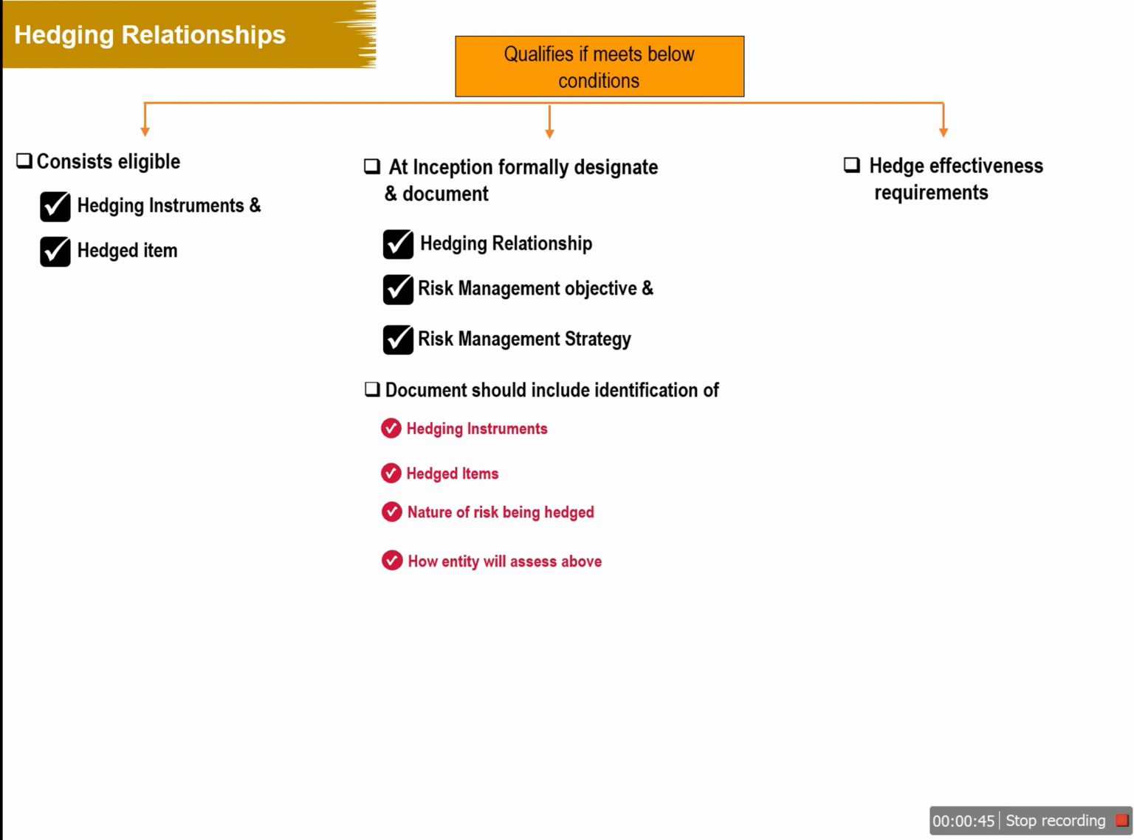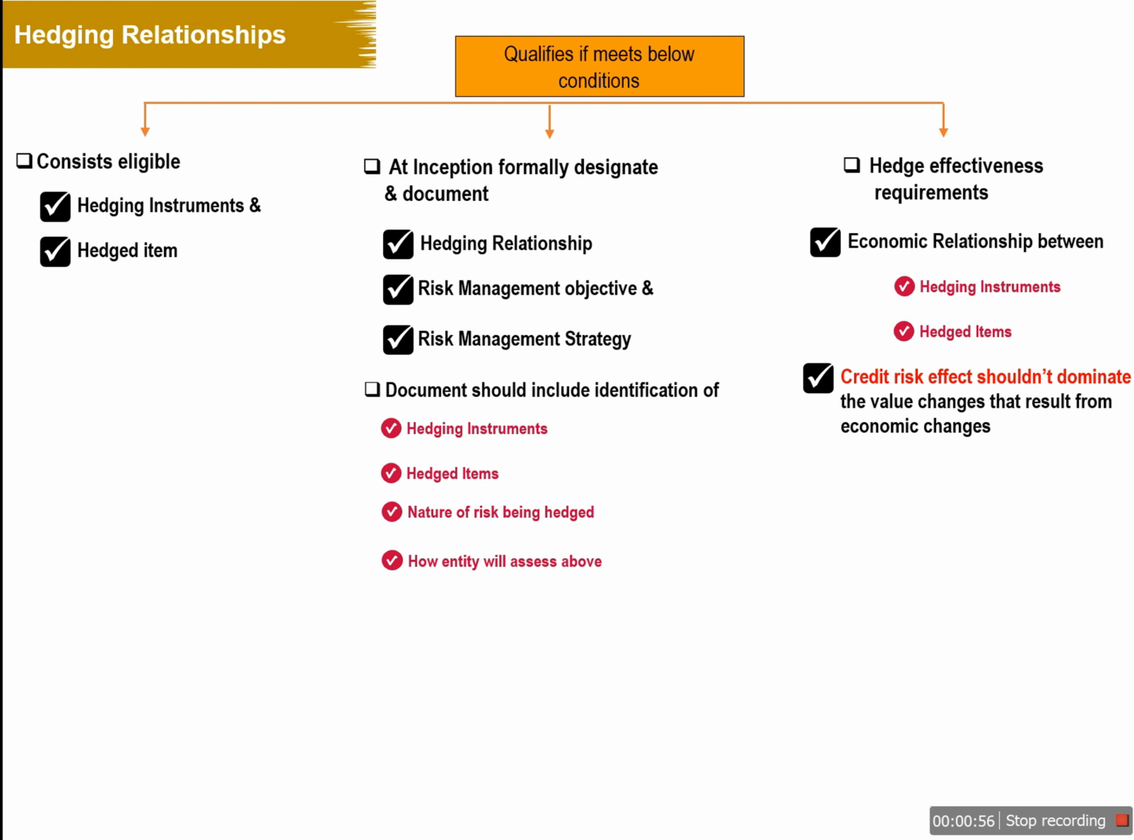The hedging relationship should also meet the effectiveness requirements: there should be an economic relationship between the hedging instrument and the hedged item. Apart from it, the credit risk effect should not dominate the value changes that result from the economic relationship.